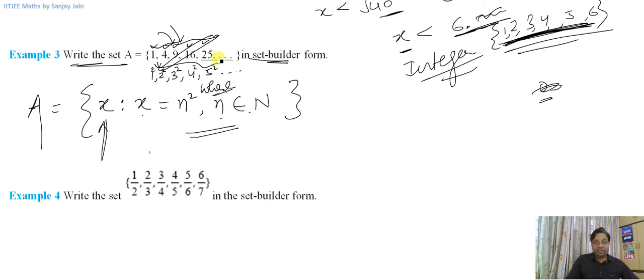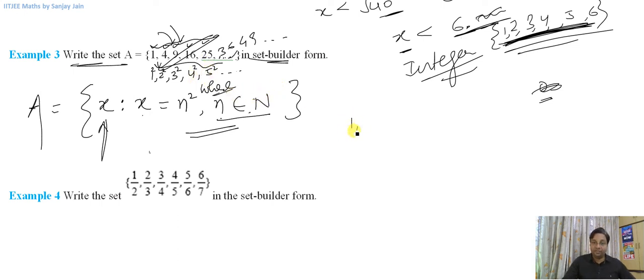Because there are dot dot dot, it means it will continue after this. There will be 36, there will be 49 and so on. So I have mentioned n belongs to capital N, and I have not put any restrictions on it. It continues after 25 also, because in the question I was not given any kind of restrictions.